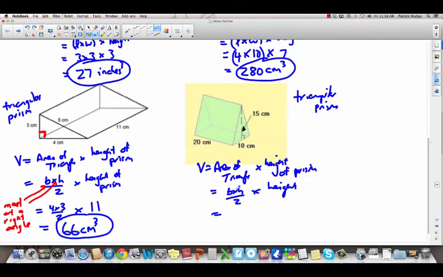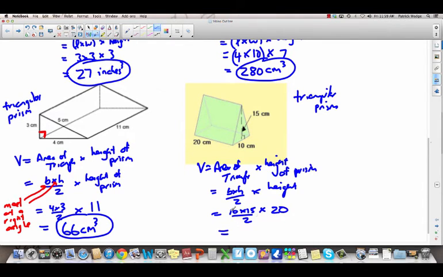So base and height in a triangle meet at a right angle. There's the right angle. So the base must be 10 and the height must be 15. We'll divide that by 2. And then the height of the entire prism, right? Cross section, cross section, cross all along here. How many? 20 centimeters of them.